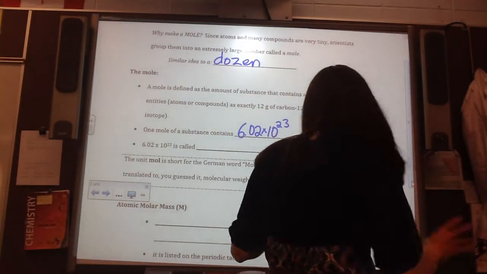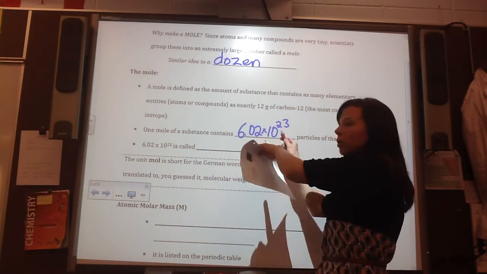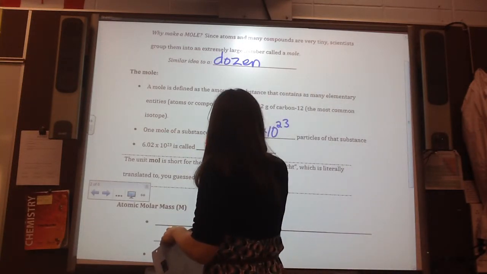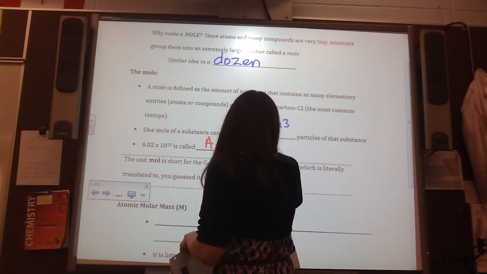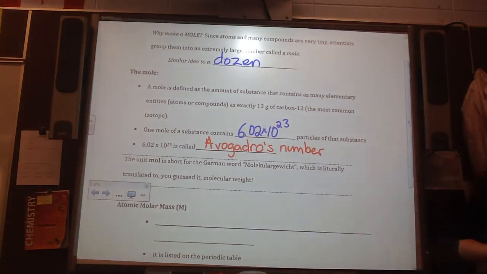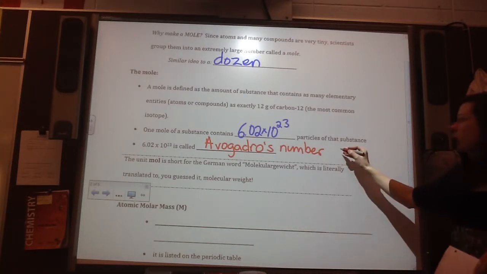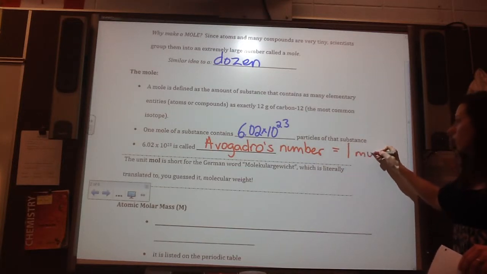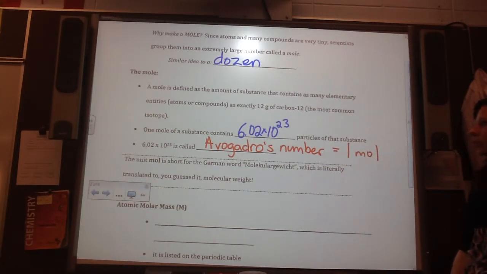Now this number, we call it Avogadro's number. Avogadro's number is equal to 1 mole. So Avogadro's number is that many particles, and that means that's how many particles are in 1 mole.